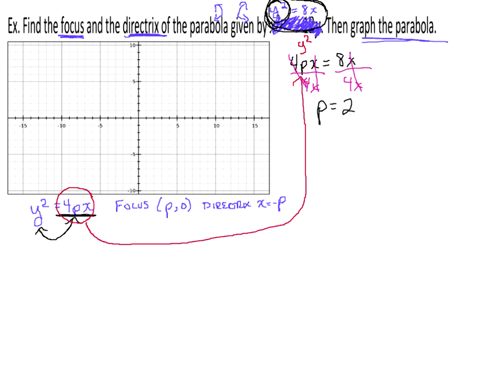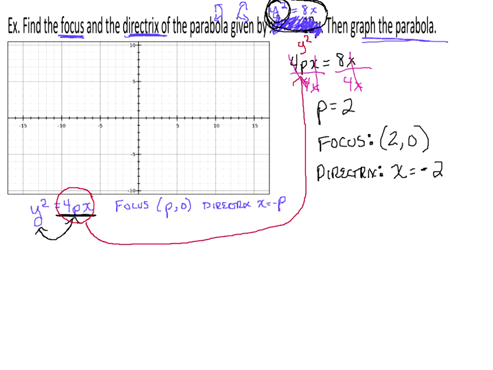So I can go ahead and say, from this information alone, my focus is 2, 0. The equation for my directrix is x equals negative 2. And from there, I can move further and get a couple of other points on the parabola.